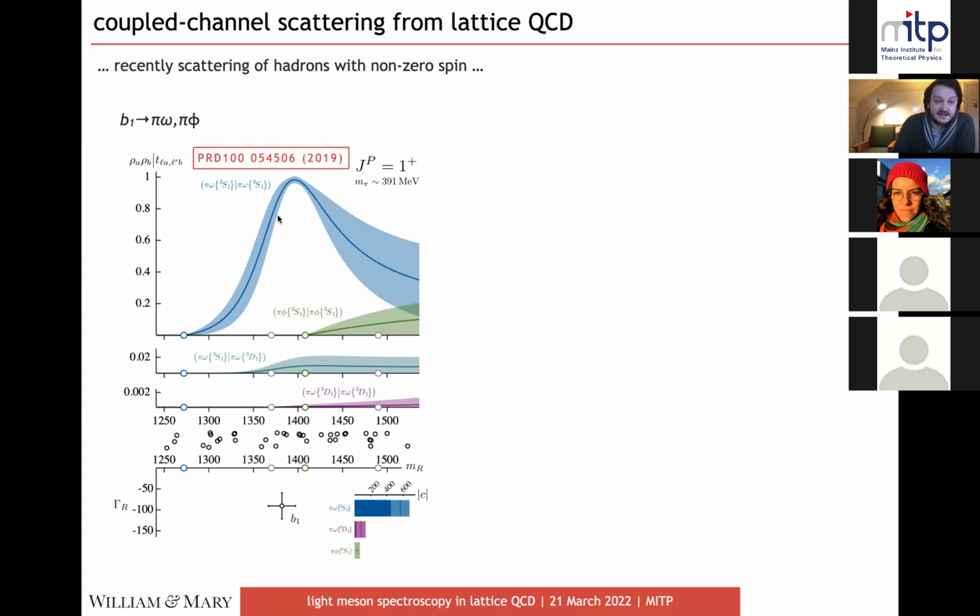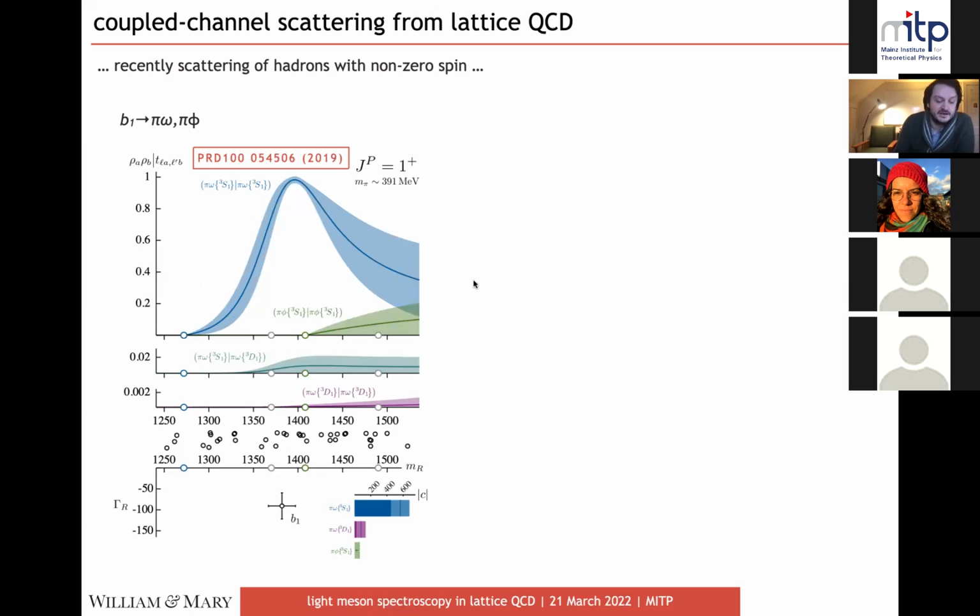And here you see a clear peak corresponding to the B1 resonance. In this case, once you start going to non-zero spin scattering particles, then you can have multiple partial waves contributing to a single JP. And down here, you see there's both S wave and D wave. So this is somewhat analogous to the deuteron system.